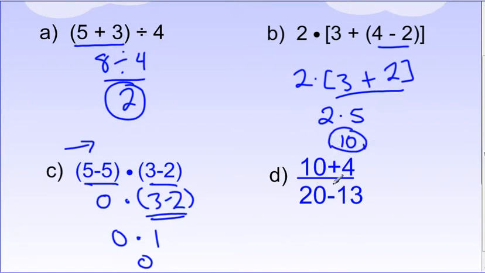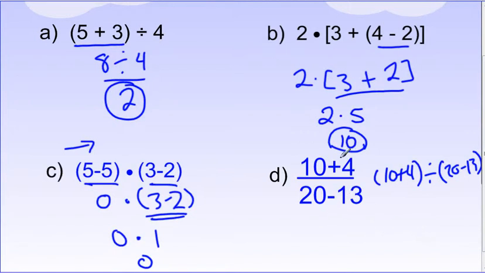And then letter D. Now this one does not look like parentheses. In fact, you don't even see parentheses. But they are technically there. The parentheses would be there if I'd write this sideways, like if I had to write this on a calculator or something like that. The way this would actually look is 10 plus 4 divided by 20 minus 13, with parentheses around the top and the bottom.